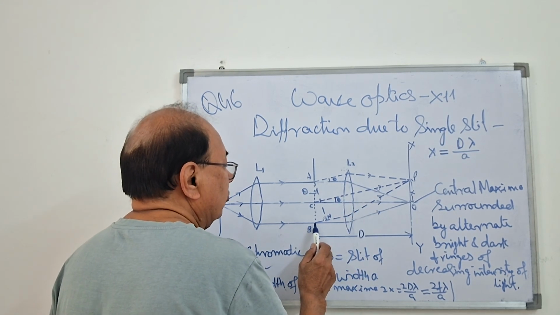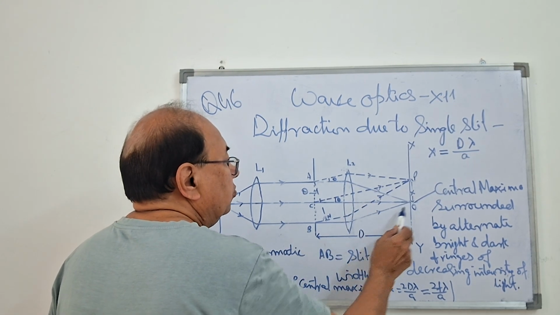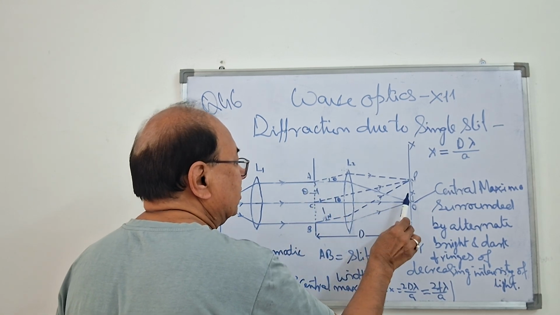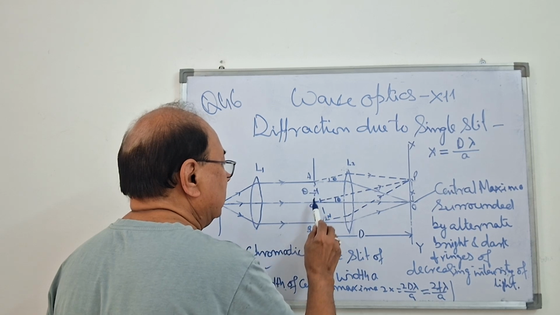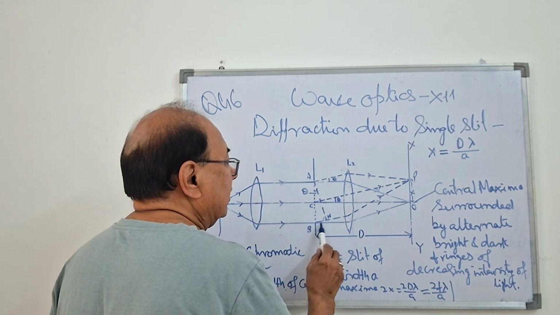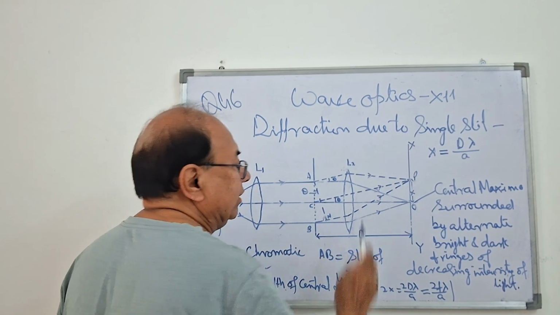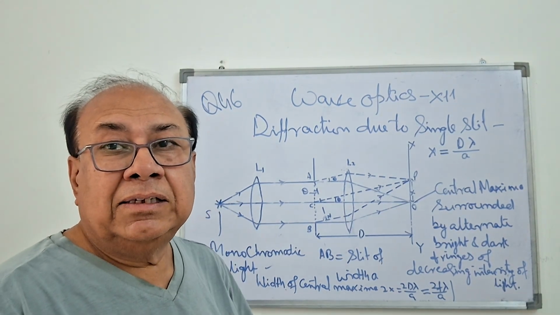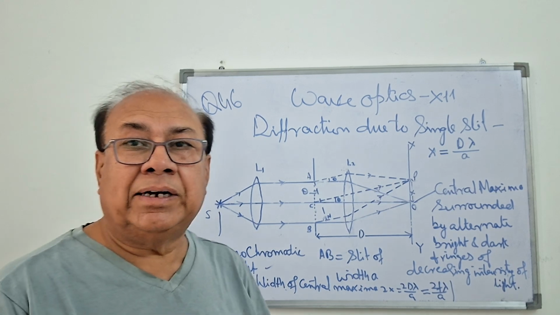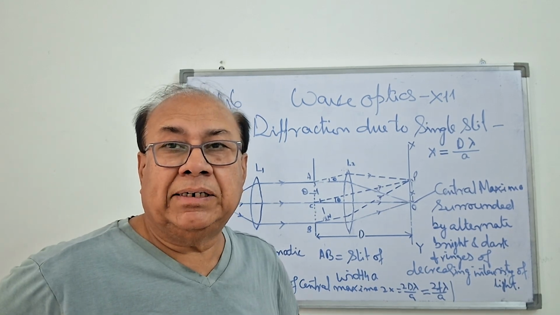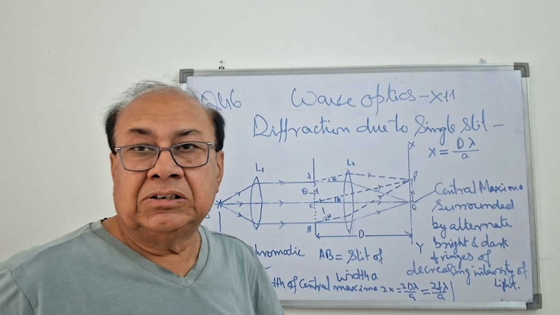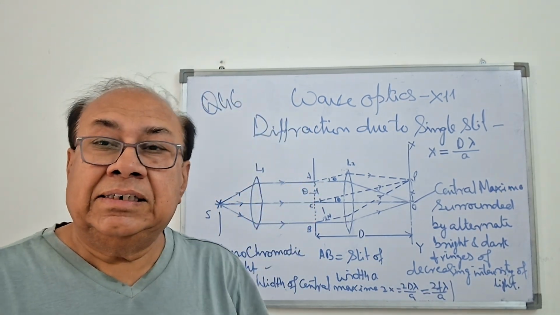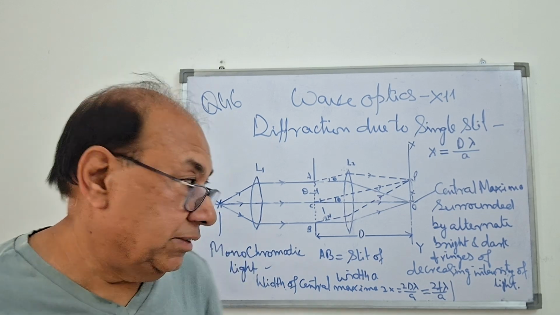When they reach from B and A, they travel equal distance from A to C as well as B to C. They are traveling equal distance. So at this point there will be a bright spot. That is called the central maxima. This central maxima will be surrounded by a number of bright and dark fringes, and as we move away from the center, the intensity of light goes on decreasing.